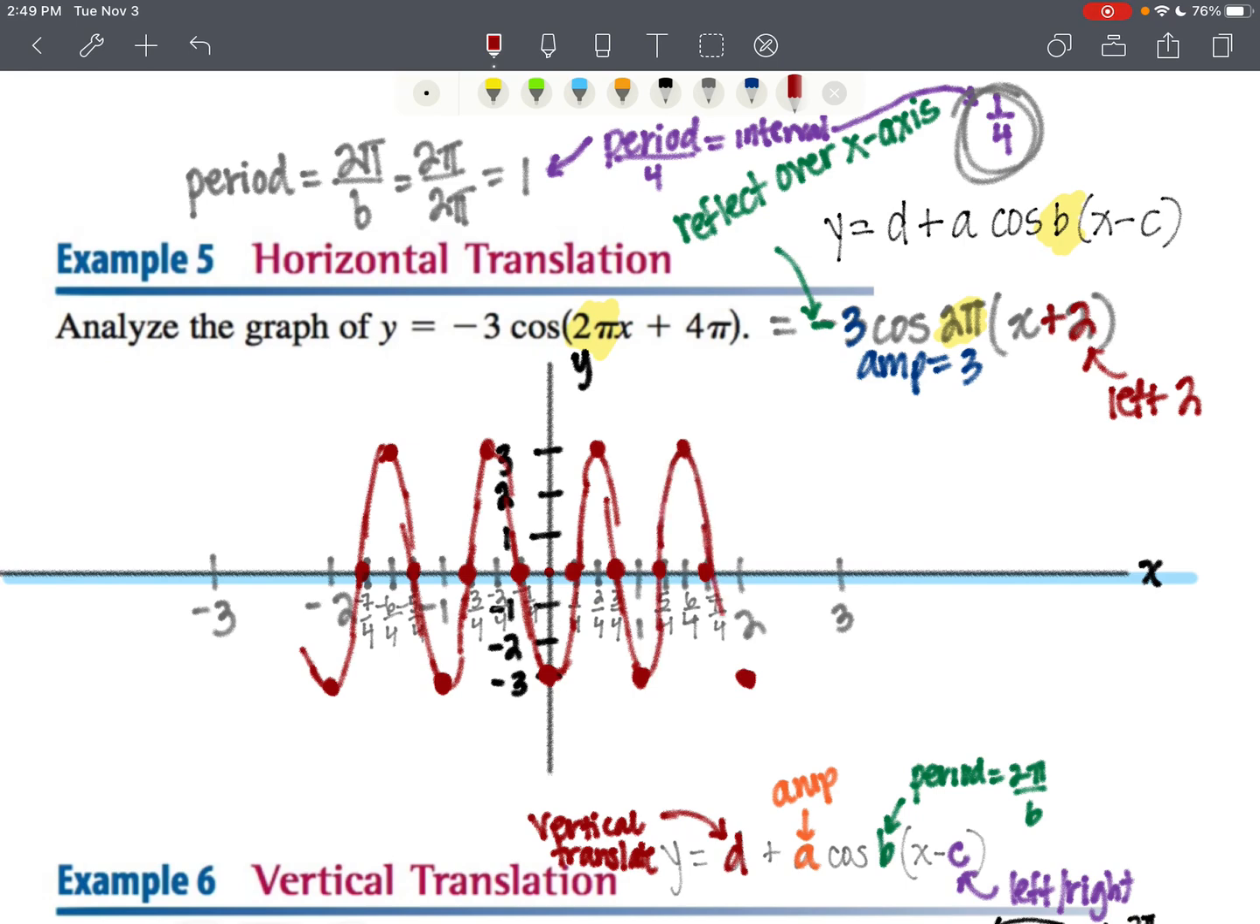And it is indeed 4 full cycles. And it just keeps repeating itself. That's what makes it sinusoidal, is that it just keeps repeating the same pattern over and over and over again.